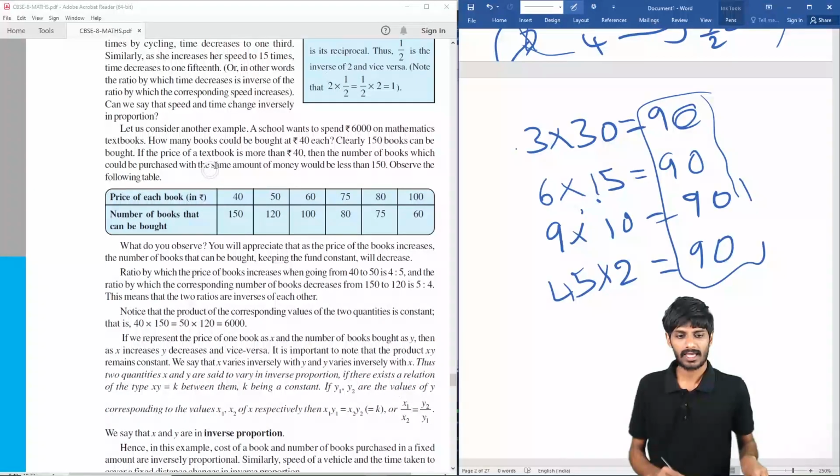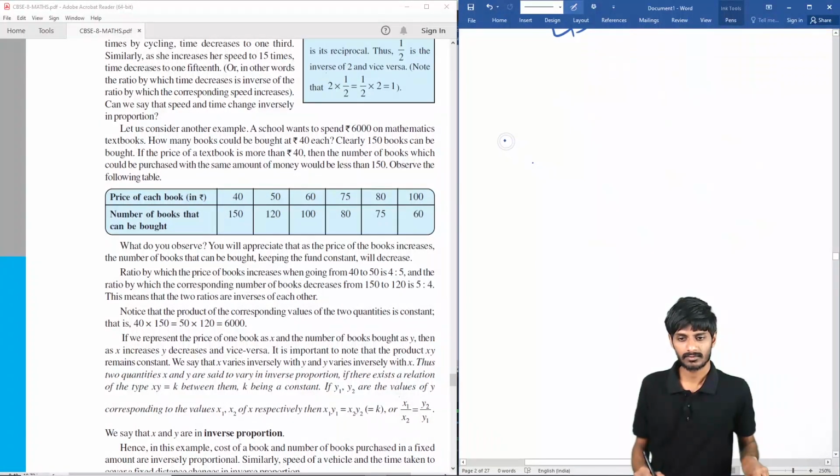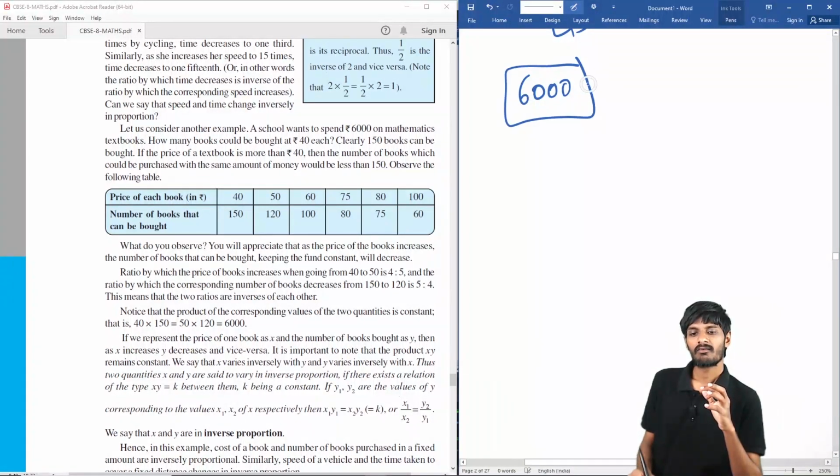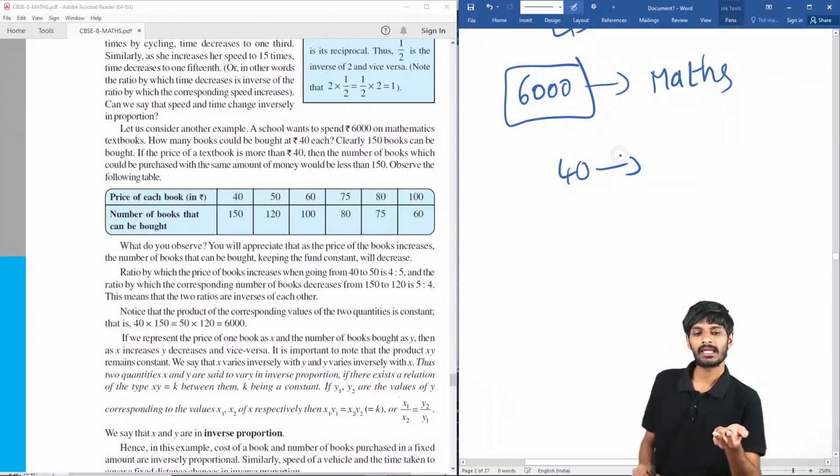So there is another example, we have to see it. A school wants to spend 6,000 rupees for mathematics books. If they buy each book at the cost of 40 rupees, how many books can they buy?